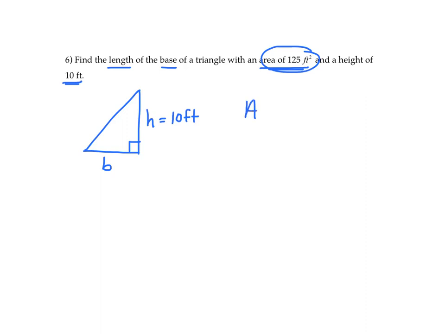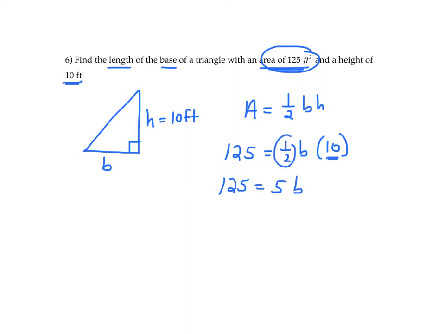Take a second and write down your formula. Area of a triangle is equal to 1/2 times the base times the height. Plug in what you know. 125 square feet is the area. And we have 1/2 times the base times the height of 10. So plug 10 in for the height. On the right hand side of that equation, that simplifies to just 5 times the base. I'm just taking 1/2 times 10. Okay. Take and divide both sides by 5, and we'll have our base. So 125 divided by 5 gives us 25 feet. Final answer.